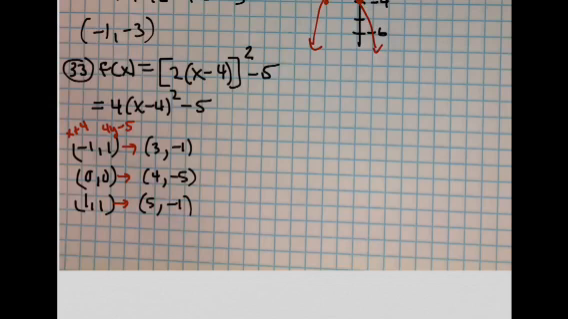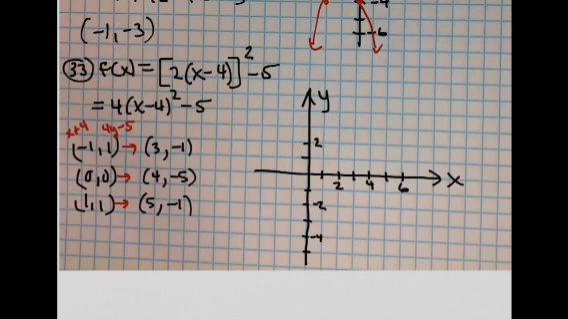So now we're going to plot this. Alright, so 3, negative 1, 4, negative 5, and 5, negative 1. Okay, now it's not a V shape, it's a parabola. So try to make it curvy, like not a straight line. So kind of curvy, something like this.